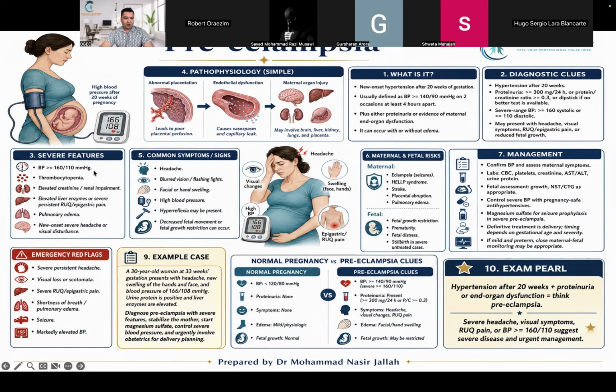Severe features: not only is the blood pressure going to be 160 or above, but also thrombocytopenia, elevated creatinine, pulmonary edema, and new onset severe headache or visual disturbance. Common symptoms and signs: headache, blurry vision, flashing of light, facial or hand swelling, high blood pressure. Hyperreflexia may be present, decreased fetal movement, and fetal growth restriction can occur.